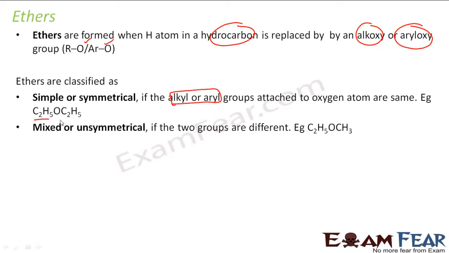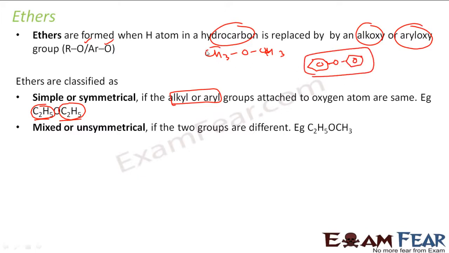For example, C2H5OC2H5. So this part and this part are the same. Or you can have CH3OCH3. So if you see, both parts are the same. Or you can have a phenyl here, and then a phenyl here. Right? So they are symmetrical ethers because this side is the same.